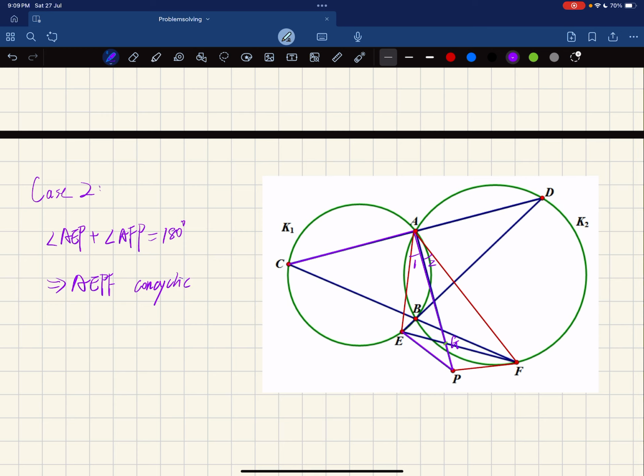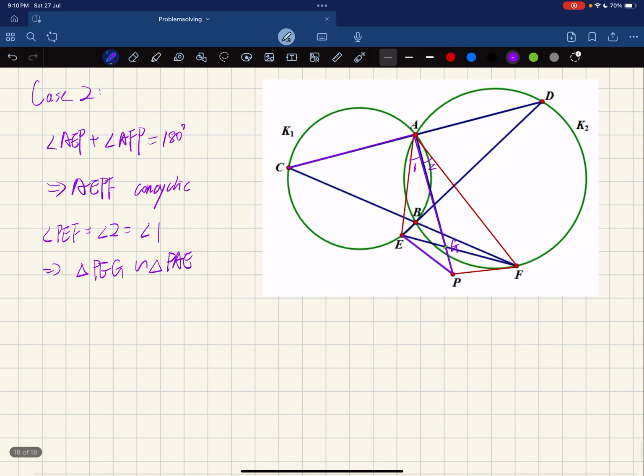And we can have the angle PEF equals to angle 2 and equals to angle 1. So that leads to triangle PEG is similar to triangle PAE. It is very obvious after we get the concyclic quadrilaterals, right? And we can get PE square equals to PG times PA. That's another important thing we get.